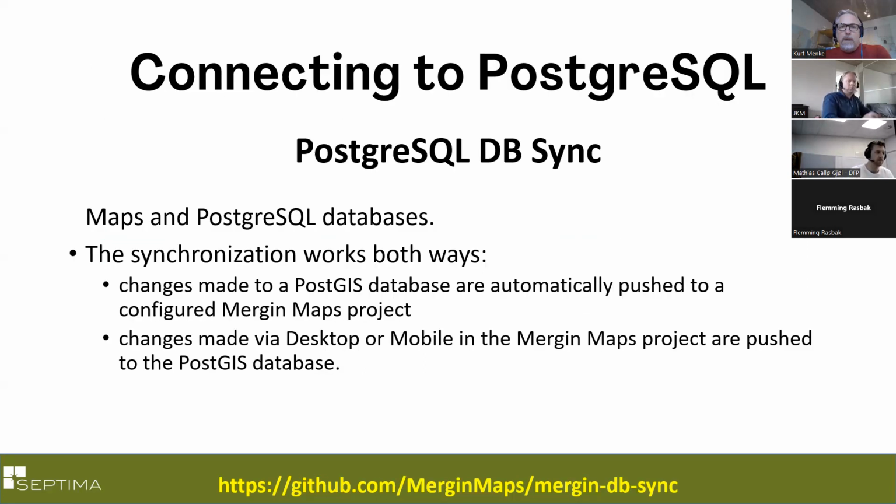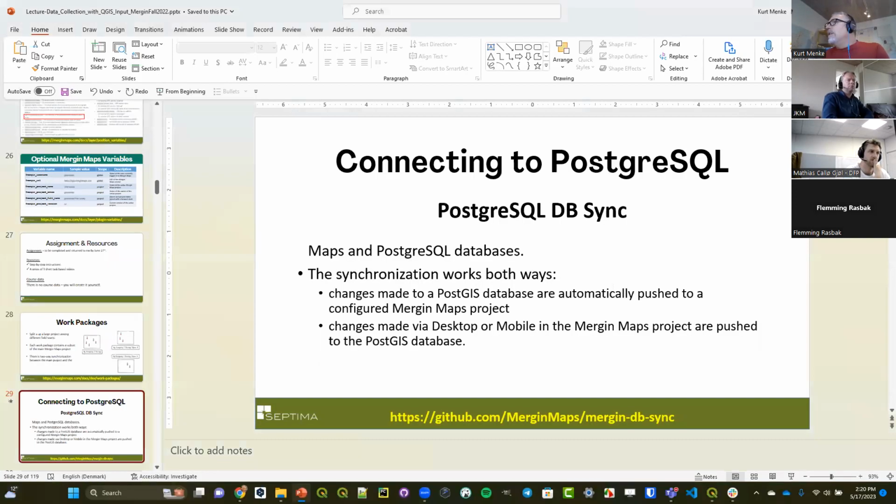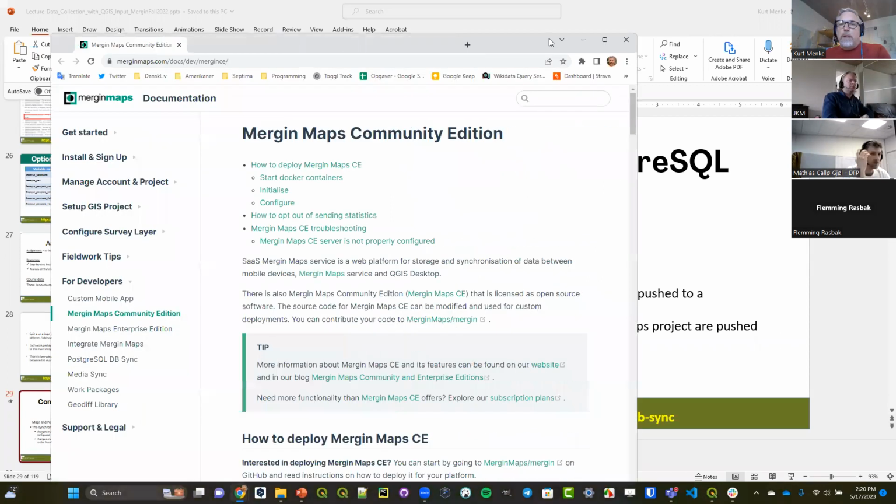I have a question about this. If you do it with your local Postgres database, then you don't need the license for a cloud service. Is that right? Yes, that's correct. There's something called Mergin CE, the community edition. What kind of license do you need if you do it like this? You don't really need a license.